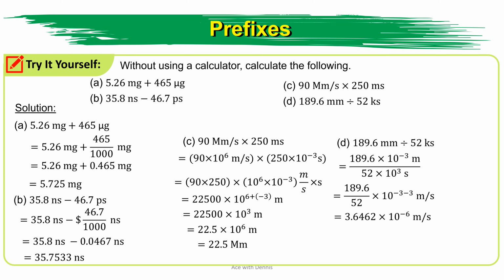We get 3.6462 times 10 to the power of negative 6 meters per second. We can also leave it. The answer is 3.65 micrometers per second in 3 significant figures.